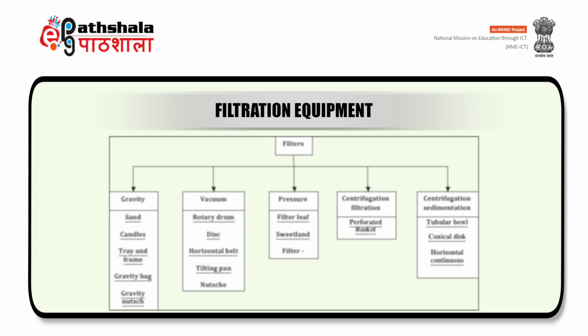First, gravity based filters. These are sand, candle type, tray and frame, gravity bag, gravity nutsche. Second is vacuum based: rotary drum, disc type, horizontal belt, tilting pan and nutsche type. Third is on the basis of pressure, for example, filter leaf, sweetland and filter press. Fourth is centrifugation based, for example, perforated basket type. Lastly, centrifugation sedimentation based, for example, tubular bowl, conical disc and horizontal continuous type.